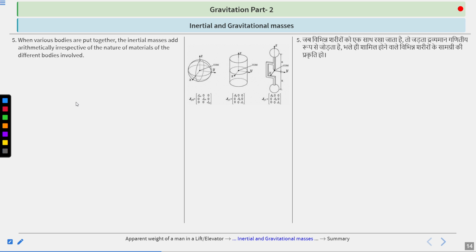When various bodies are put together, inertial masses add arithmetically, irrespective of the nature of the materials of the different bodies involved. Like now you have put various bodies like body A, body B, body C together. So the inertial masses of these bodies will be added arithmetically. They will not be affected by the nature of materials of the different bodies involved in this get-together, but that will remain irrespective of this fact.